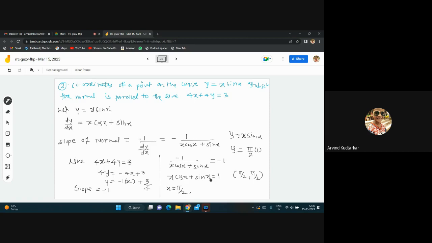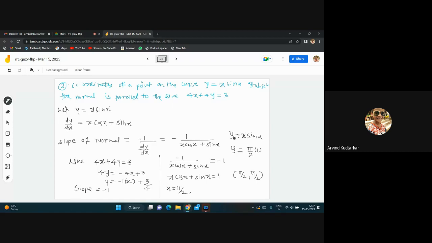We have to find x, and this equation will be satisfied by substituting x is pi by 2. Instead of that, you can go by trial and error method to find the value of x. If we put x is 0, sin 0 is 0, but here we should get 1. If we put x is pi by 2, this equation will be satisfied: cos pi by 2 is 0, sin pi by 2 is 1, so 1 is 1. This will be satisfied by x equal to pi by 2.